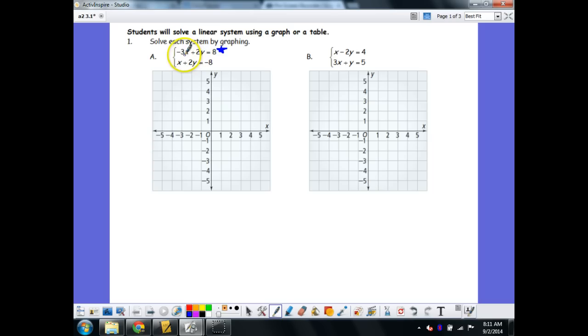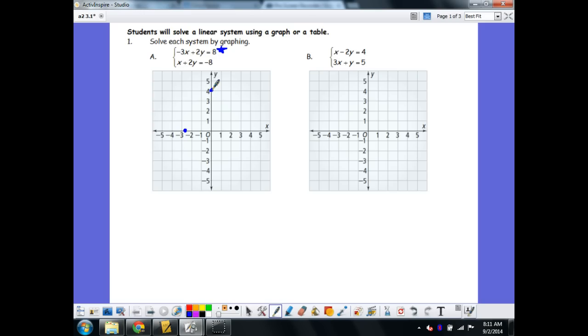So we're left with the equation negative 3x equals 8. So x is equal to negative 8/3, which is negative 2 2/3. Right about in that area. And then to find the y-intercept, we do the same thing, except we let x equal 0, which is basically just canceling out that term. So we're left with 2y equals 8. So the y-intercept is 4.